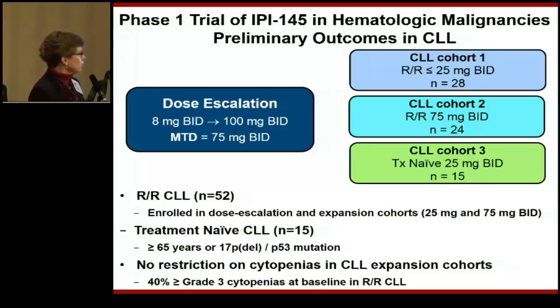And so in terms of CLL patients, we have 2 relapsed refractory cohorts, some treated at the 25 milligram BID dose going forward or less, others treated at 75 milligrams BID. And then they opened a treatment-naive cohort at 25 milligrams BID that had 15 patients enrolled at that time. And that naive cohort was restricted to patients over 65 or with 17p deletion or p53 mutation.